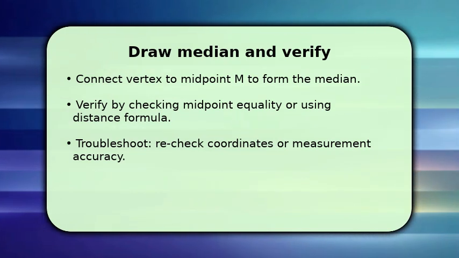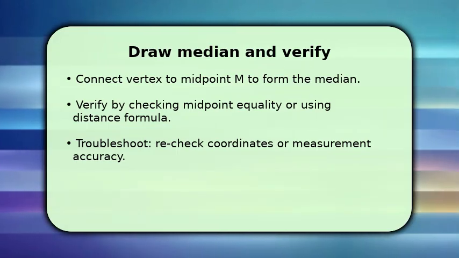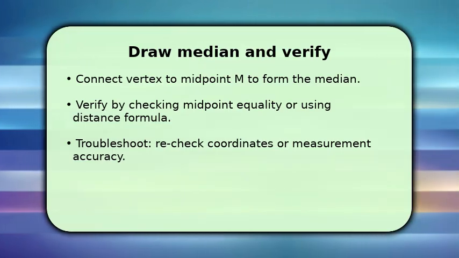If you used coordinates, verify by computing distances from M to the two endpoints. These should be equal, or recompute the midpoint averages. If they match, the median is correct. Once done, label the median and, if desired, compute its length using the distance formula. If something looks off, recheck the midpoint calculations and measurement precision to catch small arithmetic or drawing errors.